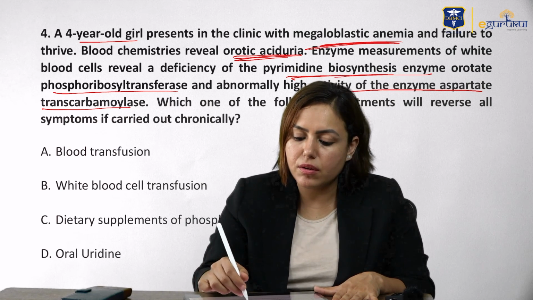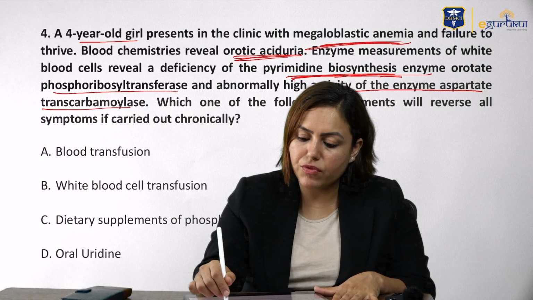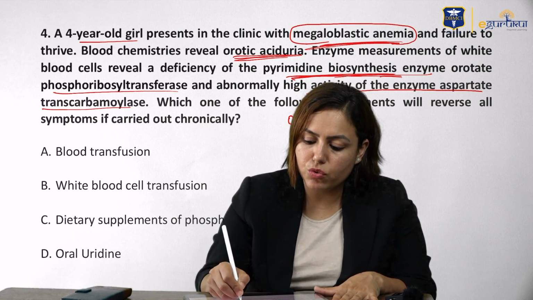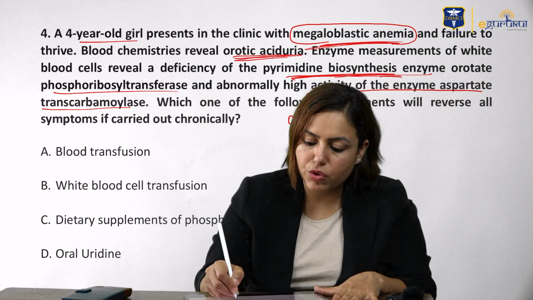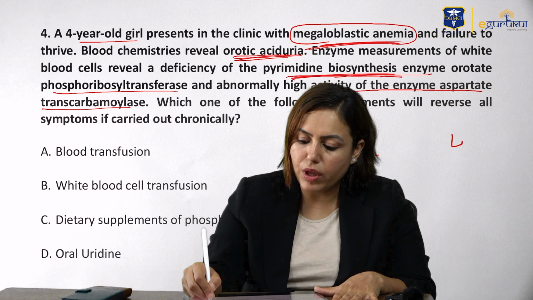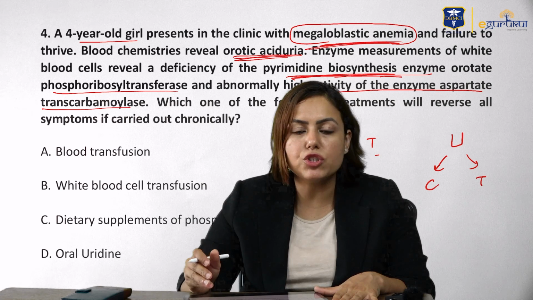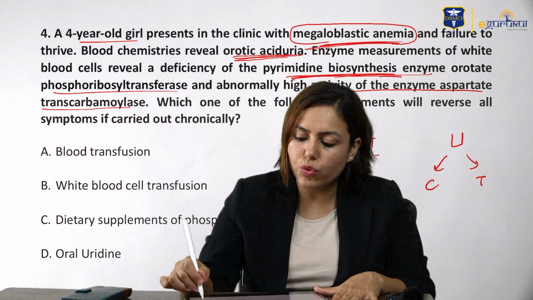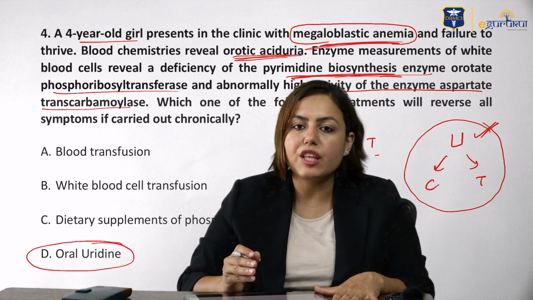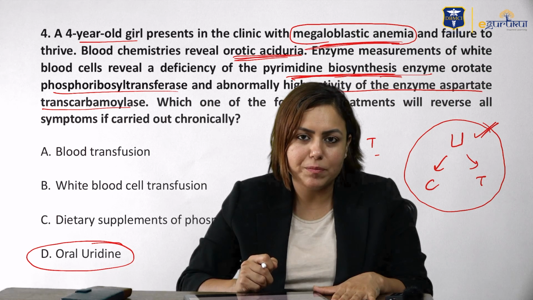So this is a defect in pyrimidine biosynthesis pathway. Pyrimidines are not getting formed. That's why patient has megaloblastic anemia, right? So pyrimidines are U, C and T: uracil, cytosine and thymine. In the pyrimidine biosynthesis, we know that U is formed first and this gets converted to C and T. And in this patient, pyrimidines are not formed, but there's no need to give all the pyrimidines. We give U in the form of uridine and C and T will be formed in body, right? So this is the treatment of orotic aciduria, right?